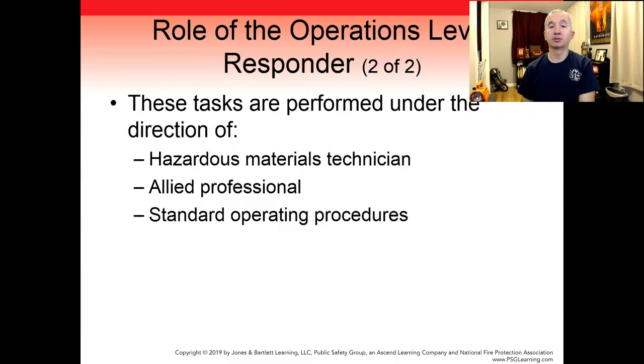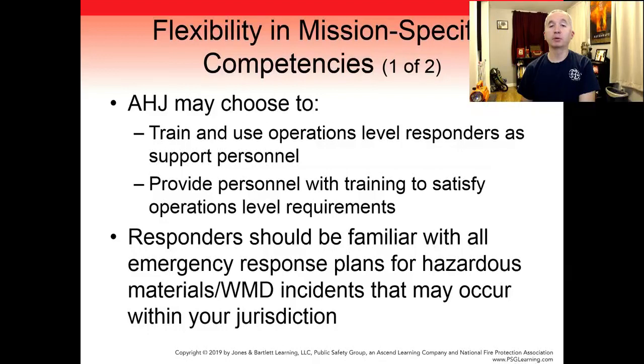operating procedures. The scope of the operations level responder definition provides a jurisdiction with much more flexibility in its operating procedures than ever before, especially when mission-specific competencies are concerned. The AHJ may choose to train and use operations level responders strictly as support personnel, or provide personnel with the training to satisfy operations level requirements.